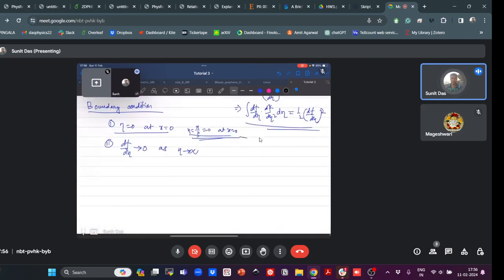So this condition means no spatial variation of psi or f, because f contains the spatial variation of psi in the superconducting state, right?